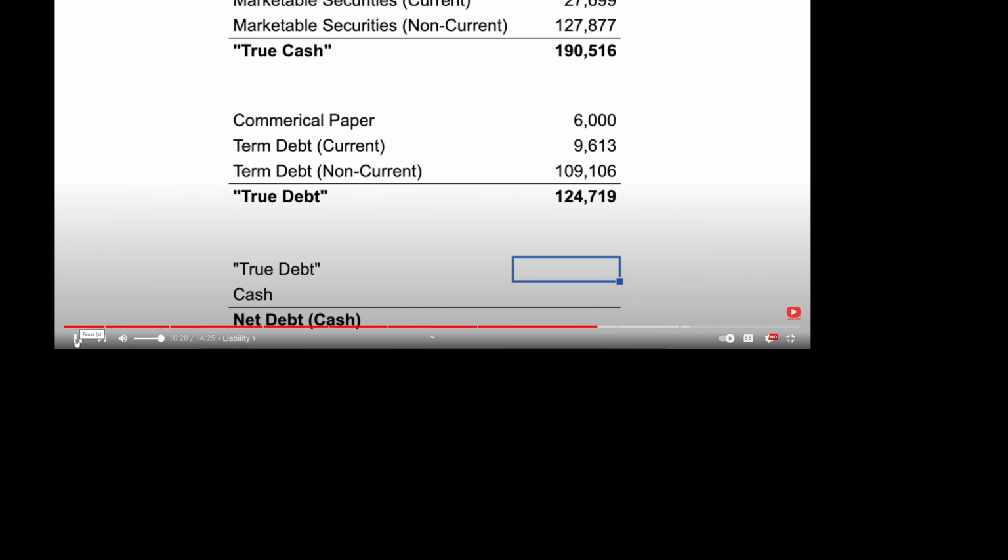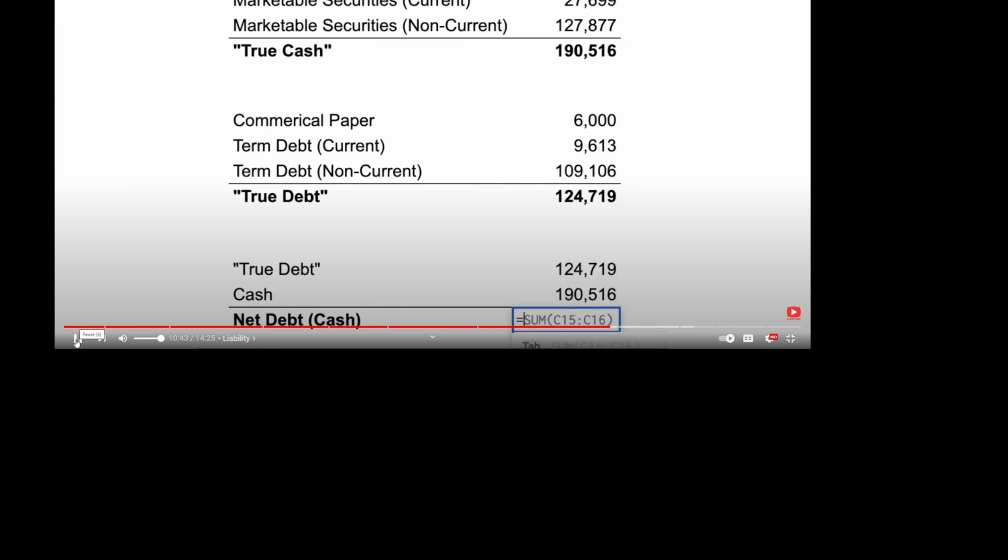So now that we have Apple's true cash that we calculated earlier and the company's true debt, we now want to calculate what in the investing industry is referred to as net debt. It's a super easy calculation. Just take the company's debt and subtract out the cash the company has. This leaves you with a net amount of debt.